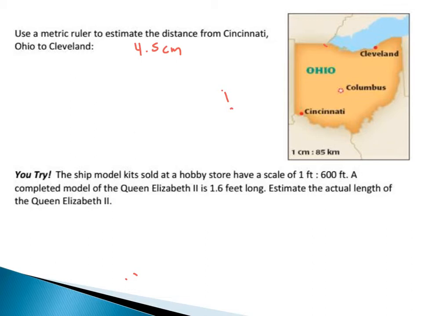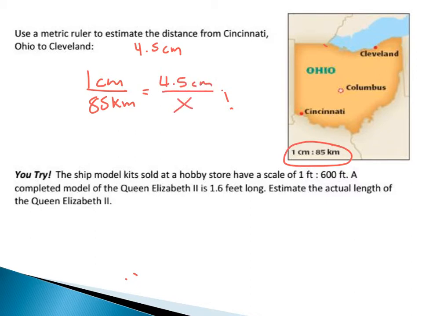It tells me that 1 centimeter on this map represents 85 kilometers in real life. So we can use this scale to actually set up a proportion. The scale tells me that 1 centimeter is equivalent to 85 kilometers. So I can use that ratio, that scale, to figure out, if I measured 4.5 centimeters, how many kilometers would that be? And notice I labeled that as X.